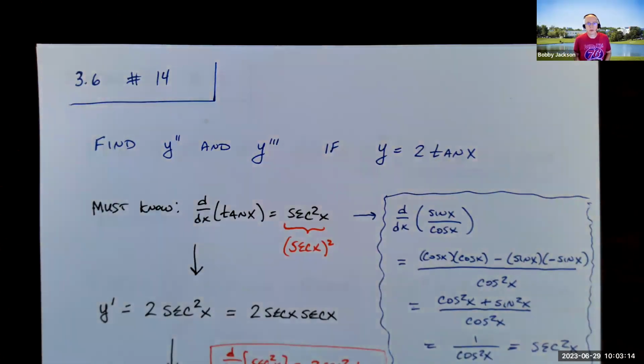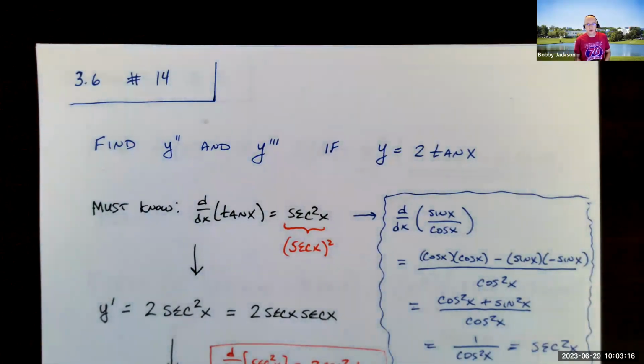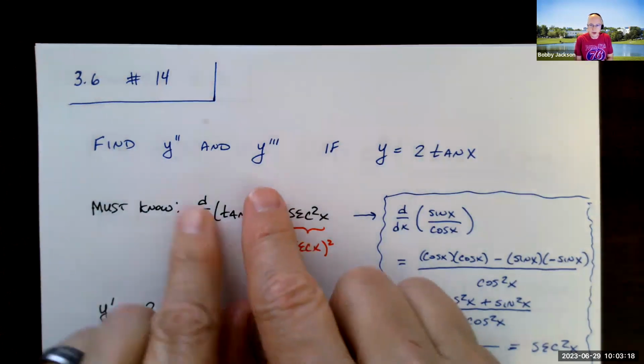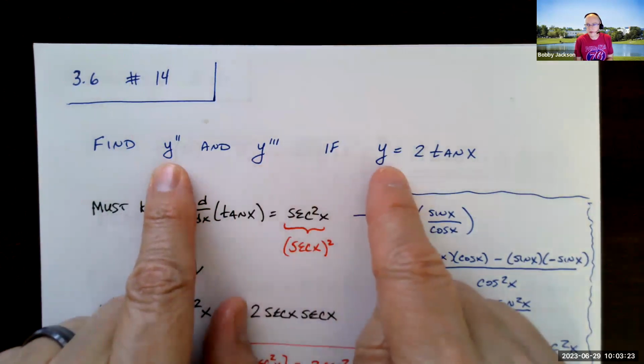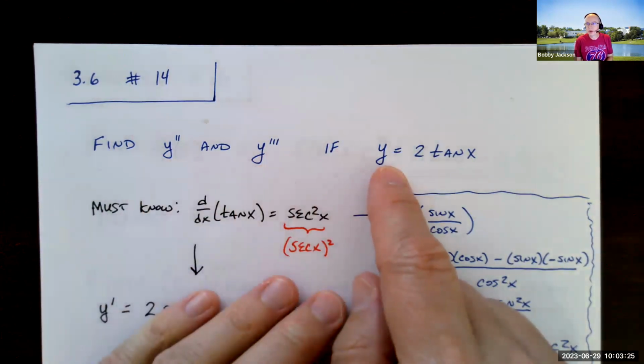Hey everyone, we're going to look at number 14 in section 3.6. We're going to find these two things, right, which are what? The second and third derivatives of the function y equals 2 times tangent x.